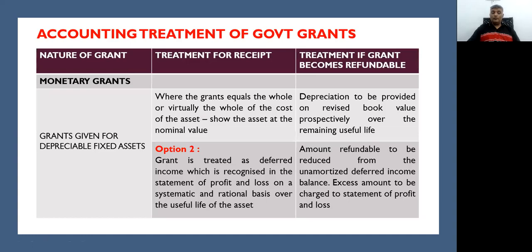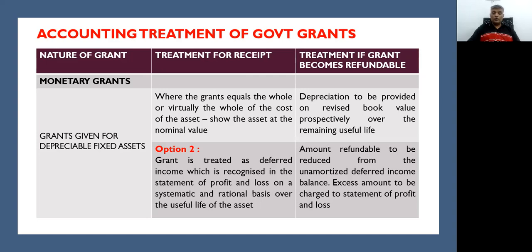The book value will go up. So that's a revised book value. So we need to provide depreciation on the revised book value prospectively over the remaining useful life. These words are important: prospectively over the remaining useful life. So don't worry, we will be doing a lot of problems on this. As and when we solve the problem, we will be revisiting this standard.